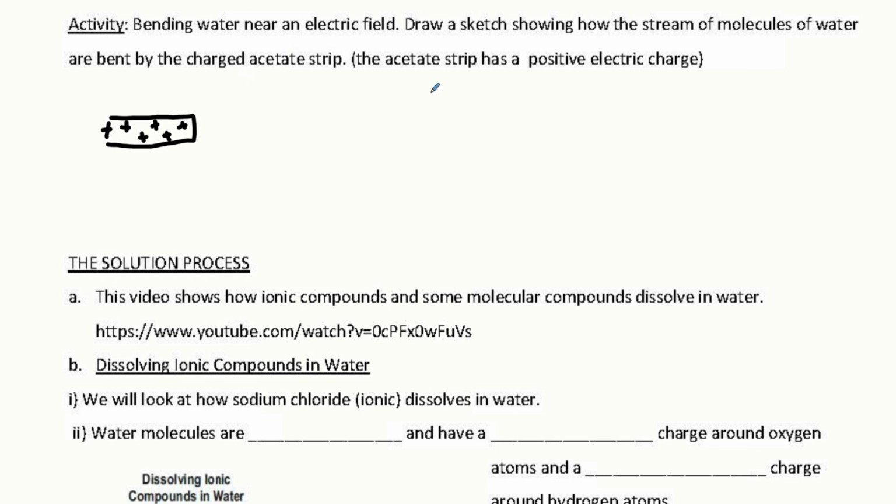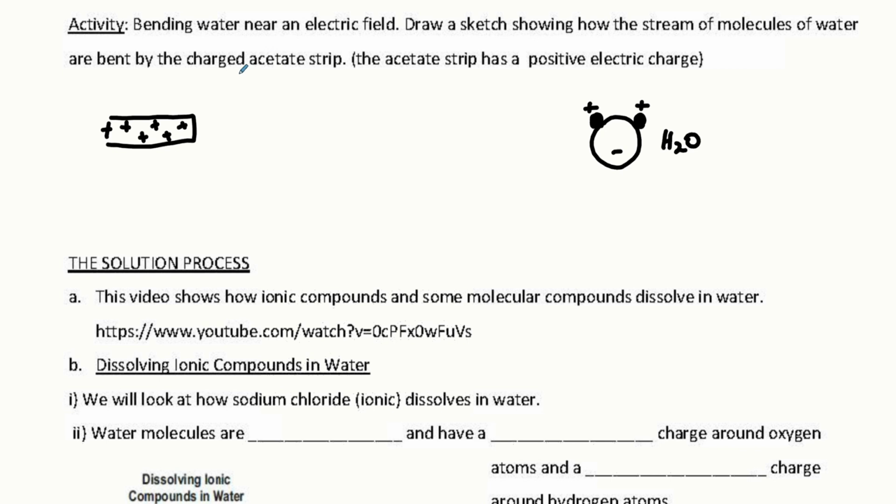So the water, I'm going to draw water like I showed you before, like a Mickey Mouse. So this time I'll draw Mickey the right way up. So these are our positive hydrogens and our negative oxygen. So that's our H2O. Now, we know that opposite charges attract. Because this is polar and we've got this charge separation, the negative part of the water molecule will be attracted to this positive strip.